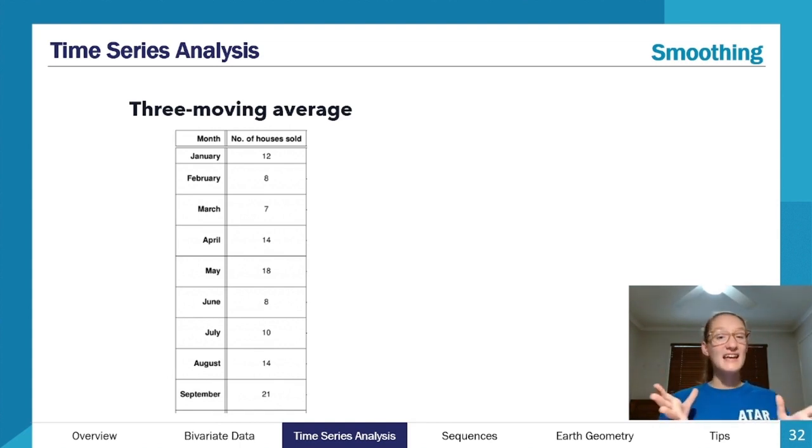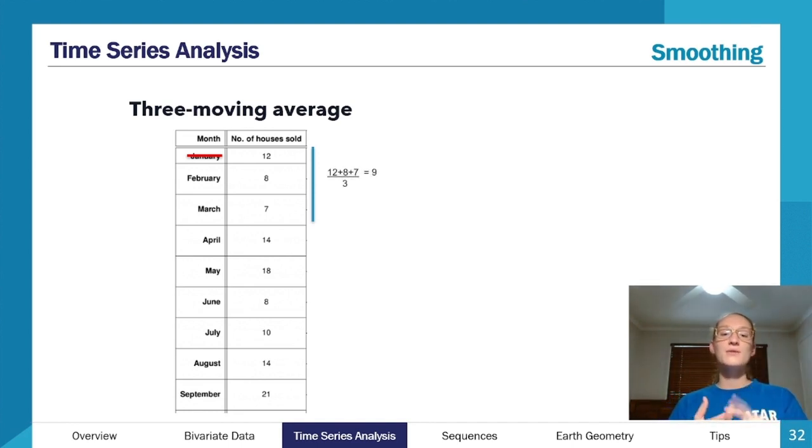We actually can't take the 3 mean smoothed value for January, because we'd need to take the point for January, the point before, and the point after. But we don't have a point before January, so January is off the table. But we can do February by taking the value for February, January, and March, adding them together, 12, 8, 7, which gives us 27, which we divide by 3, because that's the number of values we've taken, and that gives us 9. So our 3 mean smoothed value for February is 9.